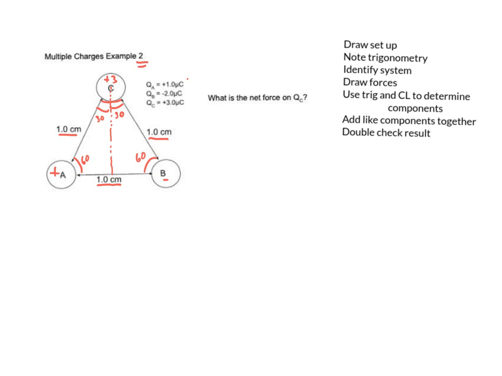Okay, so the setup is drawn. Boom. Trigonometry has been noted. Boom. What's our system? We are looking for the net force on C. Okay. C is experiencing 2 forces. It's experiencing one force from A. They're both positive, so that force is going to be pushing it away. It's okay to overlap the text a little bit. Force of A on C.